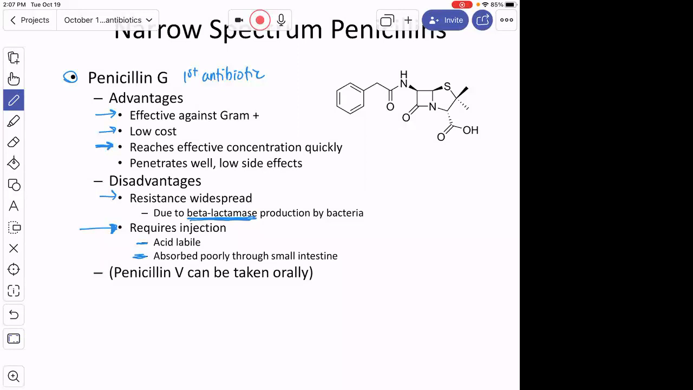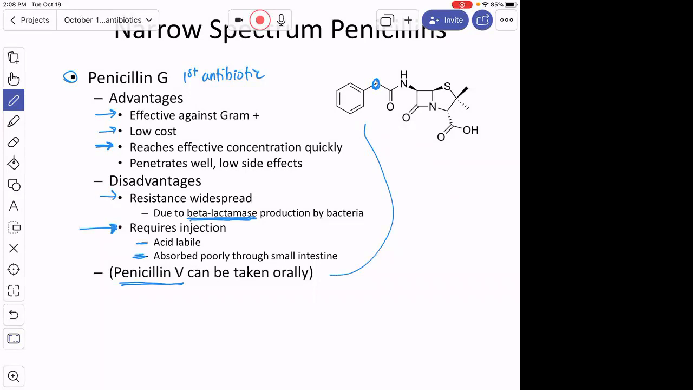Soon after that, we started growing the penicillium mold on a slightly different medium. When they gave it slightly different nutrients, it produced a slightly different product, which we called penicillin V. The only difference in penicillin V is that it has an oxygen right here. Again, don't memorize the structure, but that enabled the drug to be taken orally.